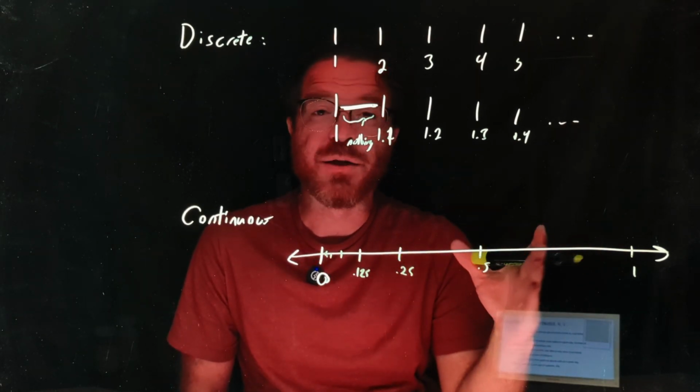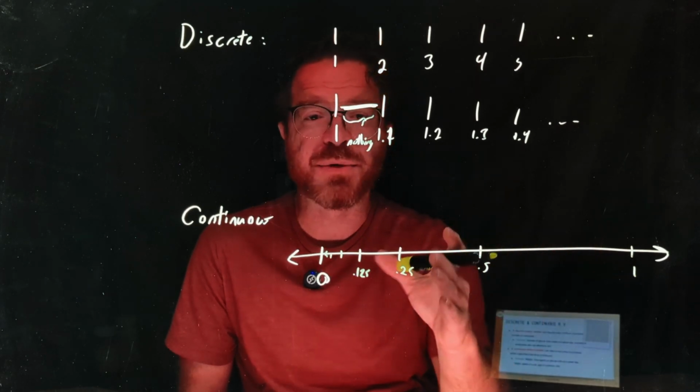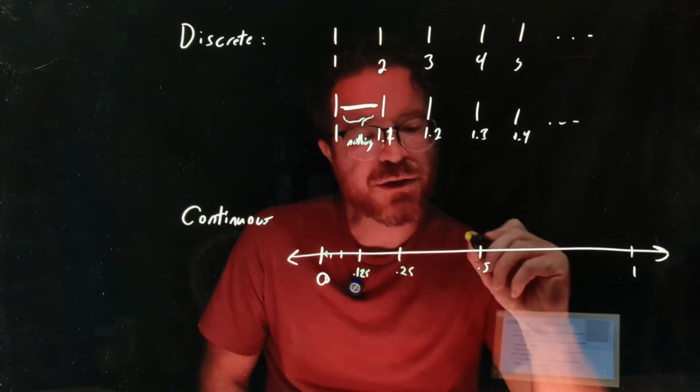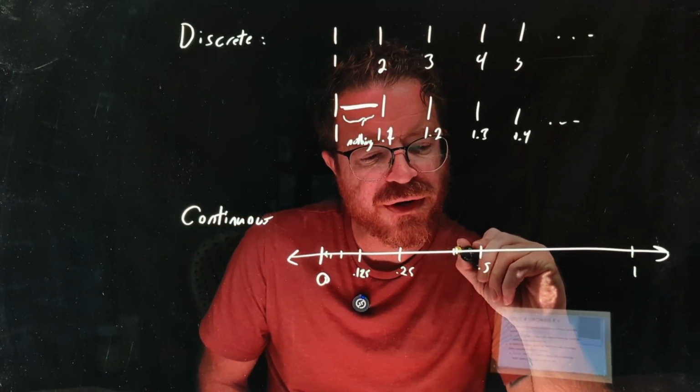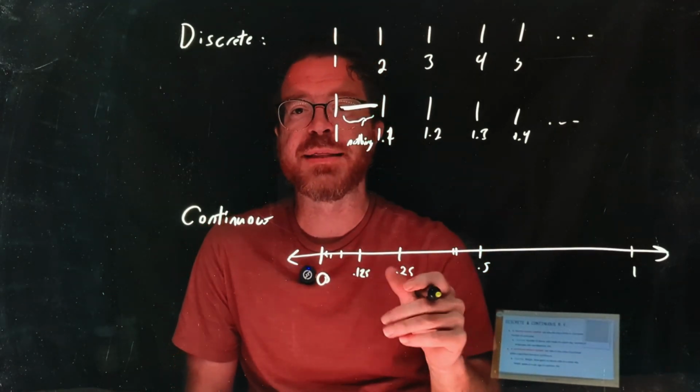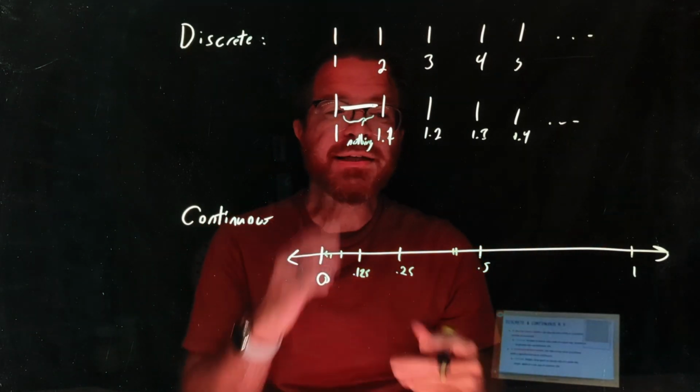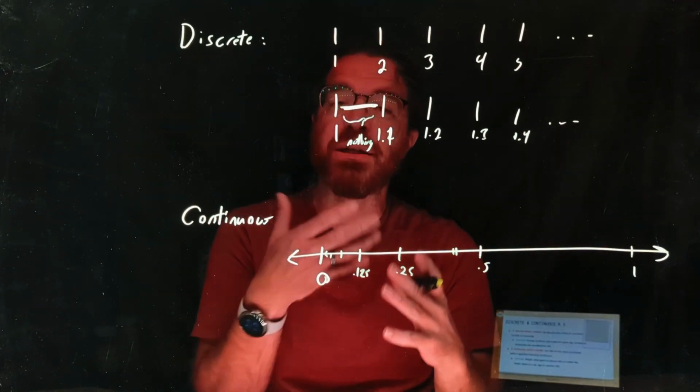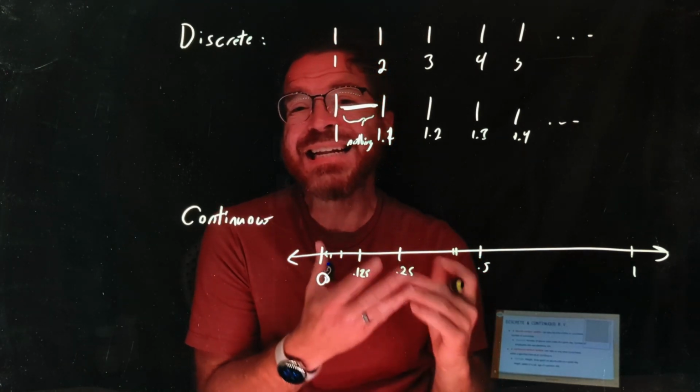So I could have picked any other point. I could have picked somewhere up here. I could have picked somewhere here. And even if I pick 2 points that are right next to each other, there's an infinite number of points in there. So it's a continuum. And this is really going to affect how we use our probability distributions and think about our data.